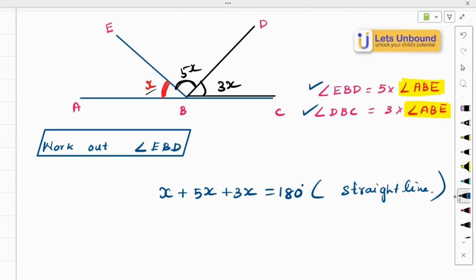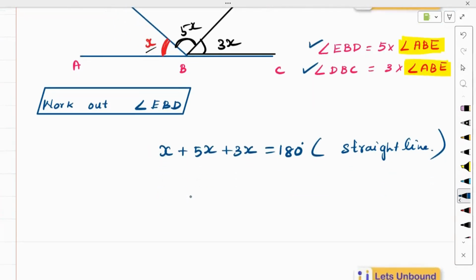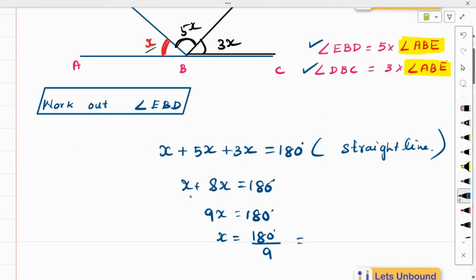So now you solve this algebraically. x plus 5x plus 3x. All are like terms, you just add the coefficients: 8x, plus 1x is there, equals 180. 9x is 180. Our aim is to find x. x is 180 divided by 9, which is 20 degrees. We got x now. x is 20.